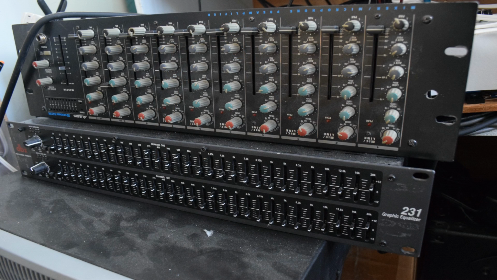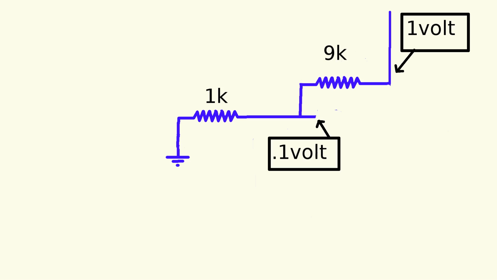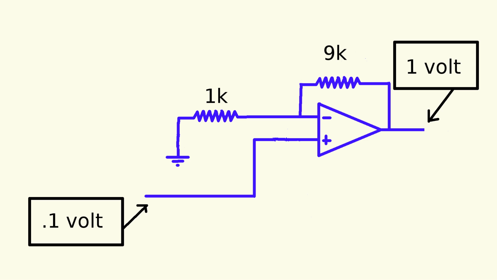To illustrate the great amplifier principle, here is a voltage divider which reduces the voltage to 1/10. 1 volt on the input yields 1/10 volt out. If this divider is placed around the negative input of an op-amp, the op-amp will have a gain of 10.